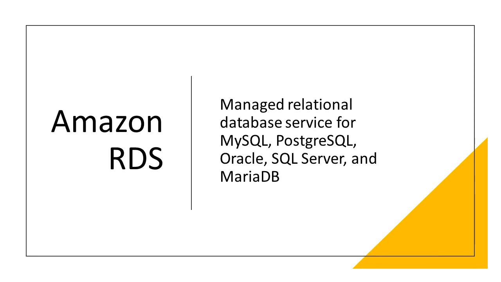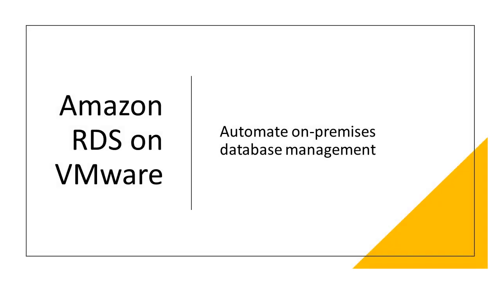Amazon Relational Database Service. Amazon Relational Database Service, Amazon RDS, makes it easy to set up, operate, and scale a relational database in the cloud. It provides cost-efficient and resizable capacity while automating time-consuming administration tasks such as hardware provisioning, database setup, patching and backups.